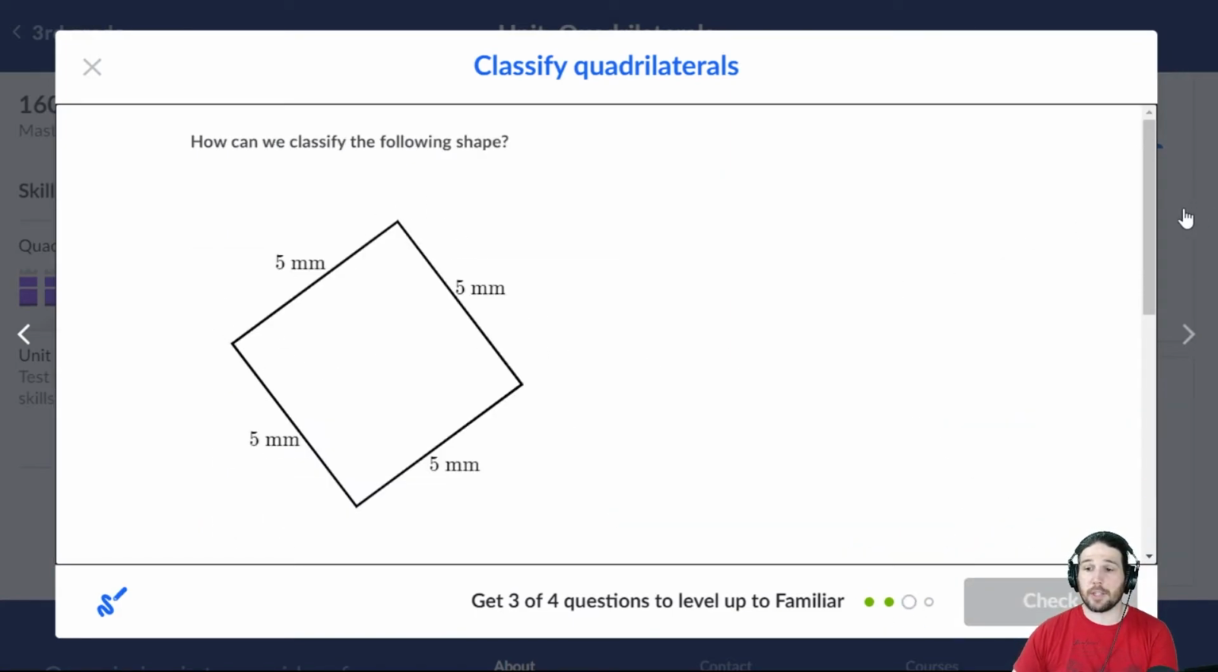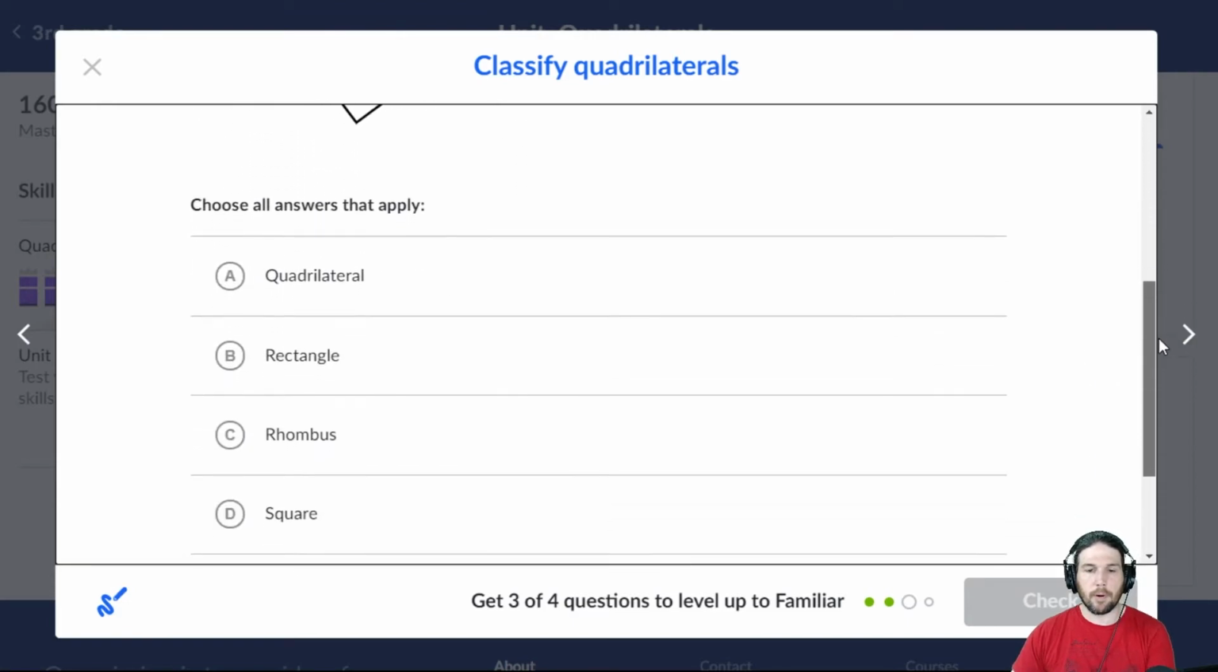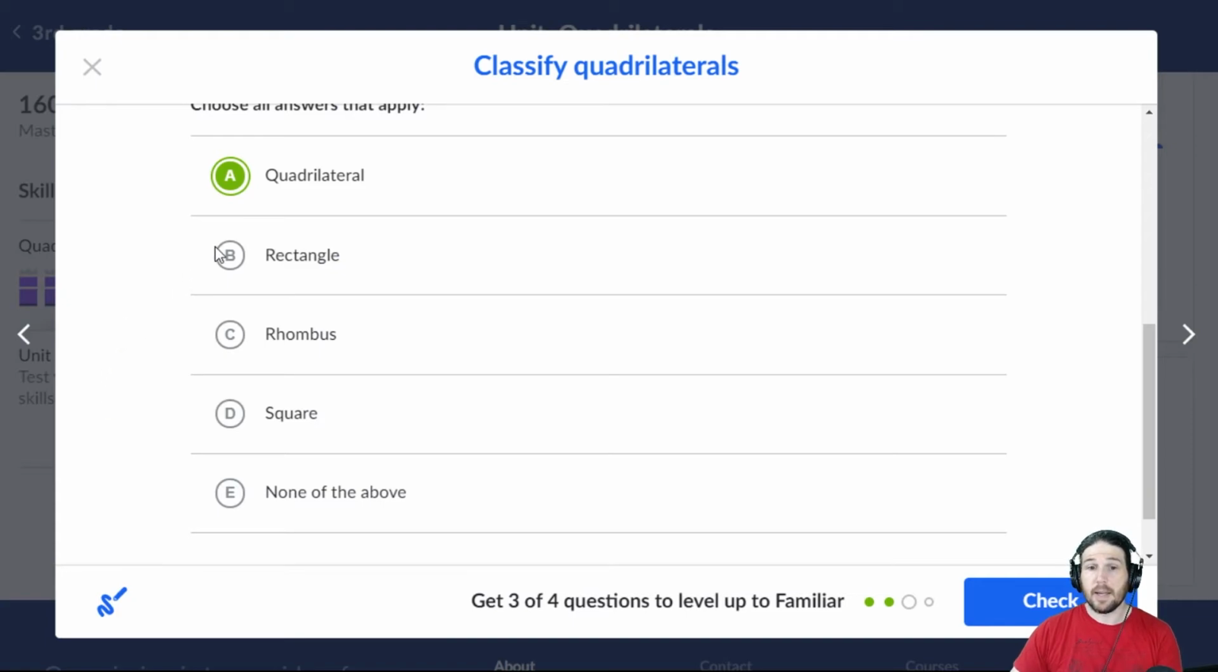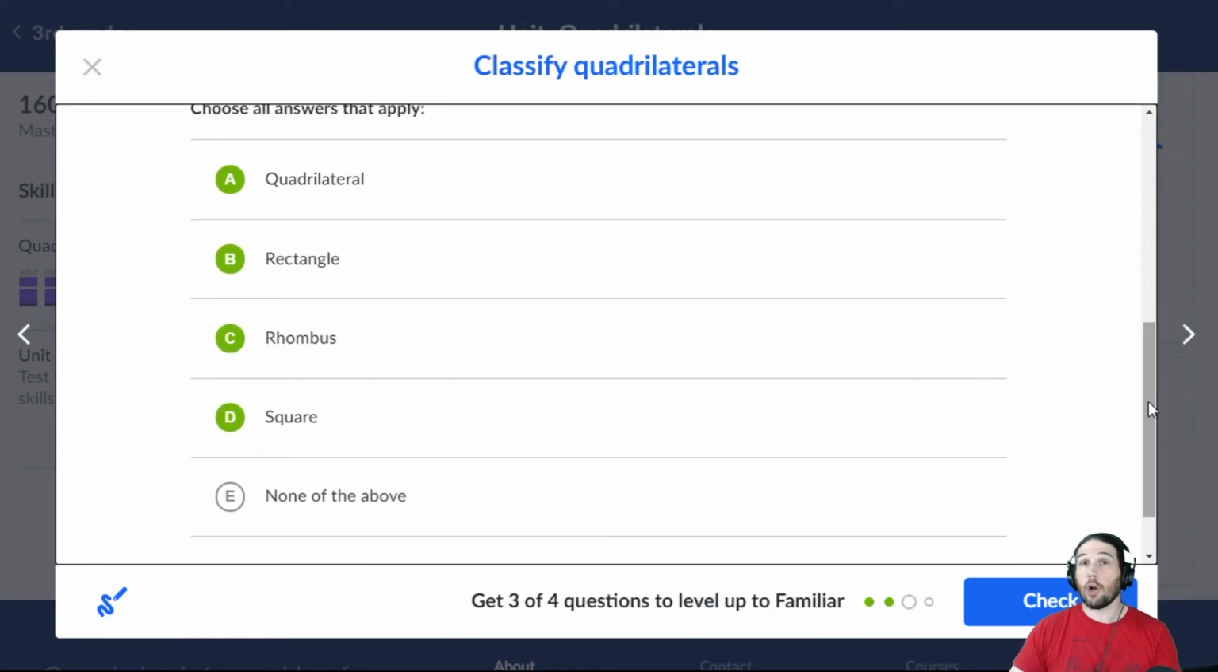This looks like a square to me. But remember that all squares are indeed quadrilaterals. They have 4 sides. They are all rectangles because they have 4 right angles. They are all rhombuses because they have equal sides. So a square is all 4 of these things. And that's very important to really focus on. Focus on the fact that quadrilateral is a much larger umbrella group with subgroups underneath it.